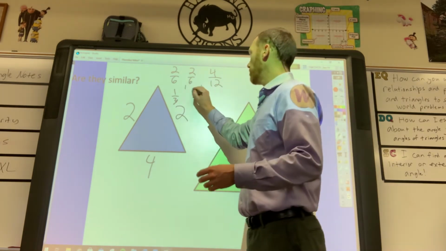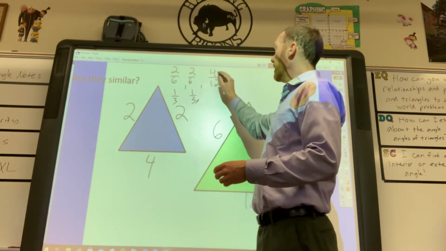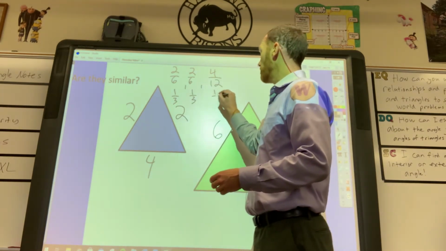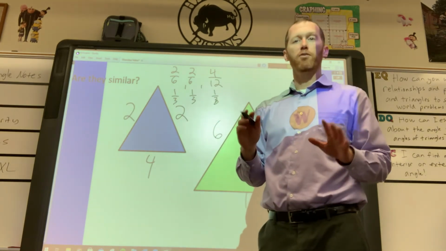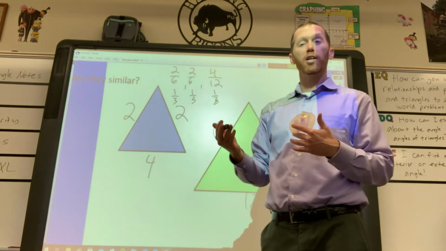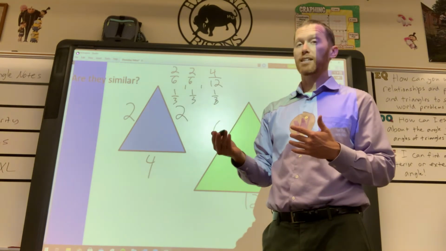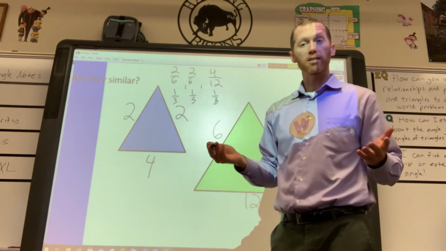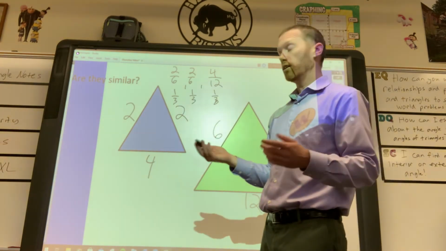2 over 6 will also simplify to 1/3. And then 4 over 12 will also simplify to 1/3. Now, if you don't feel great about simplifying fractions, you can just put it in the calculator and get a decimal, and they would all make the same decimal, 0.333 eternally.